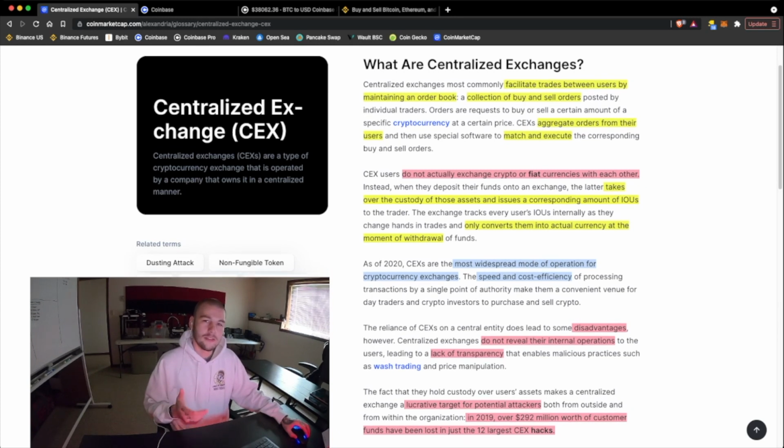Now, it's important to note that centralized exchanges do not actually exchange crypto or fiat currencies with each other. What they do is take custody of the assets that you're looking to buy and issue an IOU. For example, if I was looking to buy some Ethereum, the centralized exchange, maybe Coinbase or Binance, would take custody of my US dollars and issue me an IOU contract that says that they owe me that amount of Ethereum I'm looking to buy. They only convert the actual fiat or currencies over when you're looking to withdraw from the exchange.